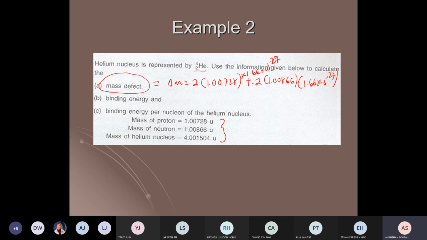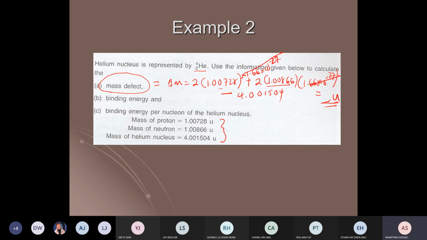Or you want to leave it as U also can. You don't want to multiply with 1.66 also can. Leave it as U, so the mass defect is in terms of U. This is the total nucleon mass minus the mass of the nucleus. Mass of the nucleus is how much? 4.001504, right? So 2 protons plus 2 neutrons minus the nucleus mass, you get the mass defect. Just leave it as U, no need to multiply by 1.66.